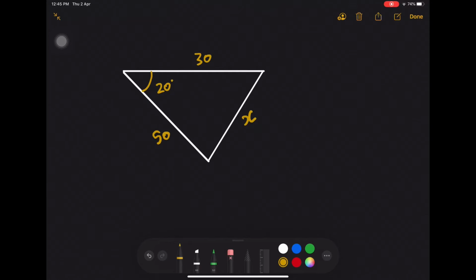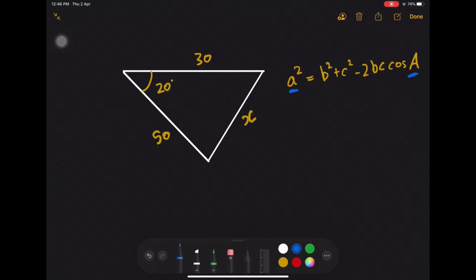You need the angle to be embedded between the two given lengths. So cosine rule states that a squared is equal to b squared plus c squared minus 2bc cosine A. And you can see this, if you take note that you have the small letter a and a capital A.